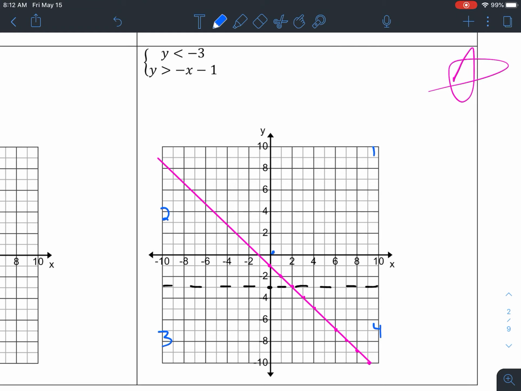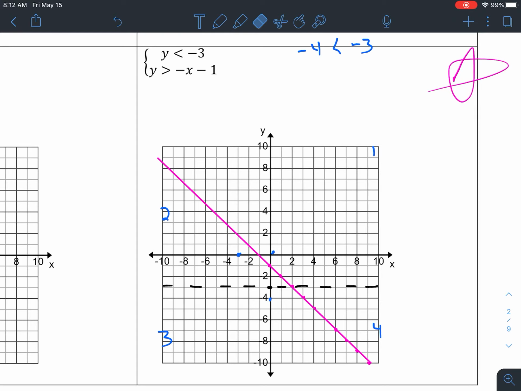Okay? We're going to come to zone 2. We're going to pick y is 0, x is negative 3. 0 is greater than negative 3. Again, doesn't work. We move on. Now zone 3, we're going to pick x is 0, y is negative 4. So negative 4 is less than negative 3. And I just realized I made a goof, guys.